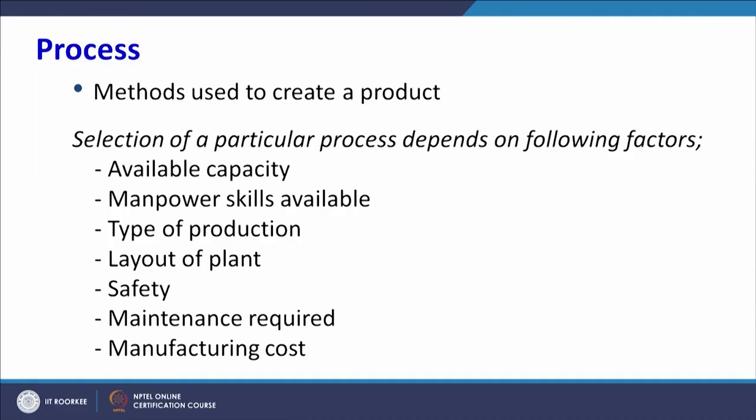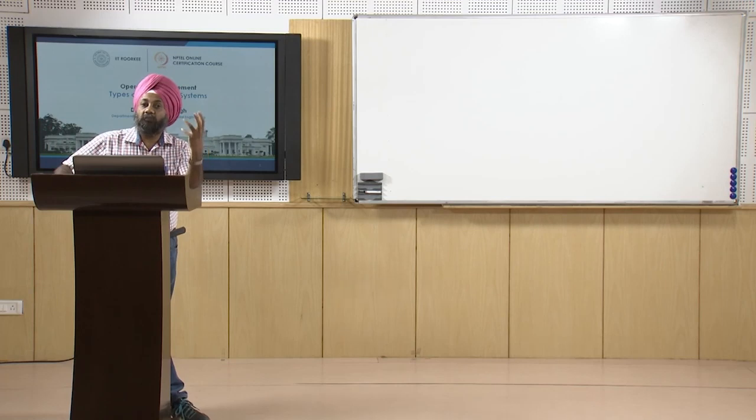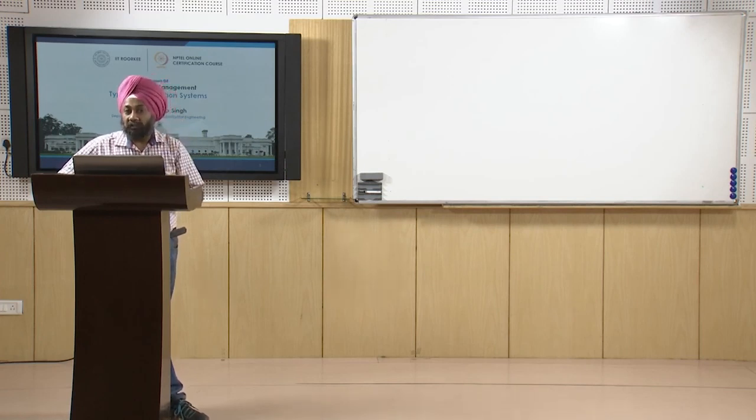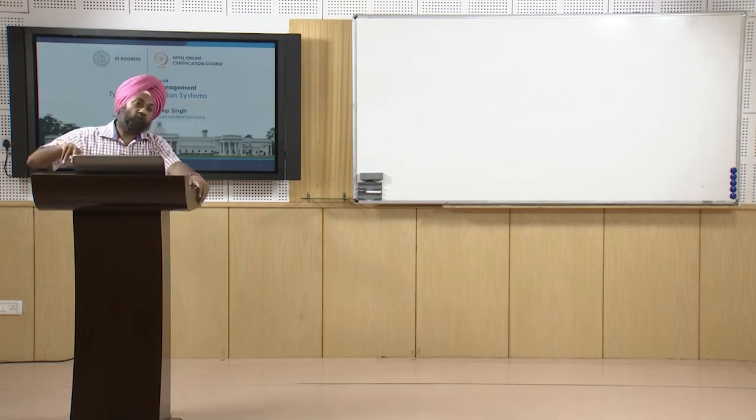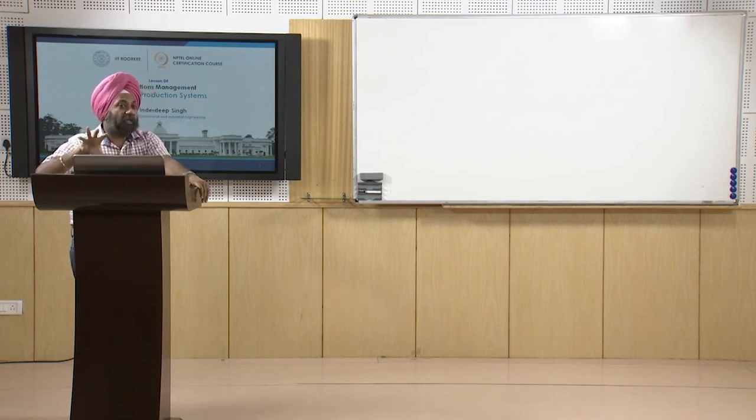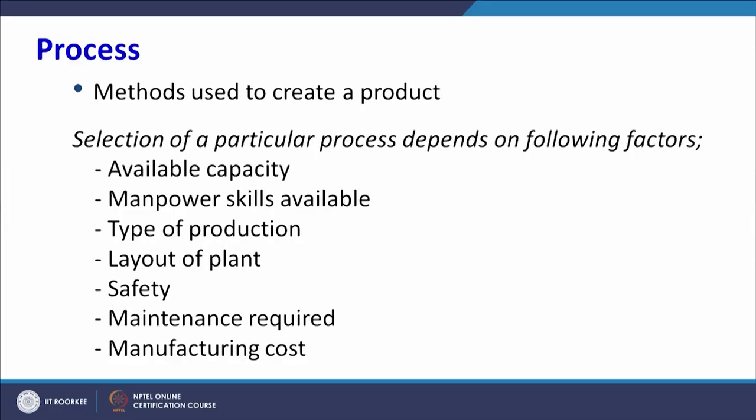So we have to focus on all these factors to come out with a solution which is the most efficient and effective process for our requirement, or for our target. Our target is the quality and quantity of the final product. So as per our requirement, which process will give us the desired output. So we have to take a decision based on all these factors, that is capacity, manpower skills, type of production system, layout of a plant, then safety of the operations, maintenance of the operations, manufacturing cost.